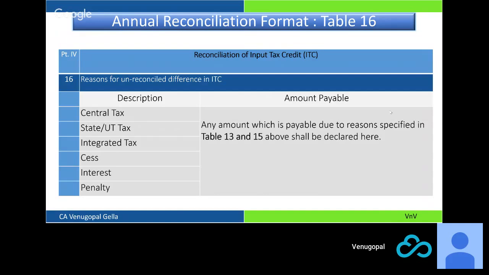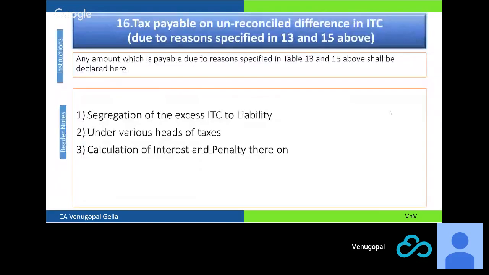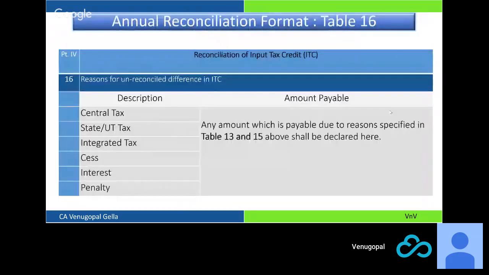So how much of the liability is to be paid because of an excess input tax credit or an ineligible input tax credit one has availed, that is, how much of CGST, SGST, IGST needs to be paid, would be given in table number 16. Now, once the table 16 liability is given, there are two liability tables which we have seen: one is table number 11, another is table number 16.